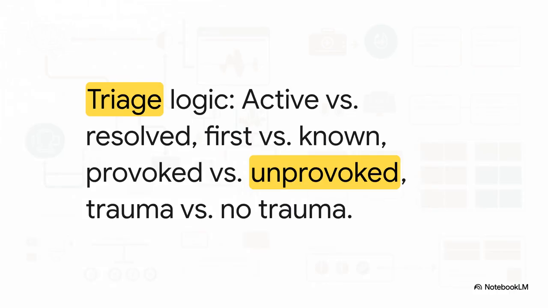First up, you need to determine if you're looking at an active seizure or an event that's already resolved. Next, figure out if this is the patient's very first seizure or if they have known epilepsy. Then, try to identify if the event was provoked by a specific trigger or if it was unprovoked. And finally, evaluate whether there was any trauma involved, like a fall. This whole branching logic is what dictates the immediate next steps in your management.